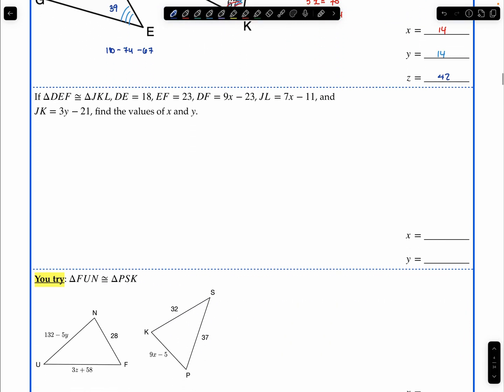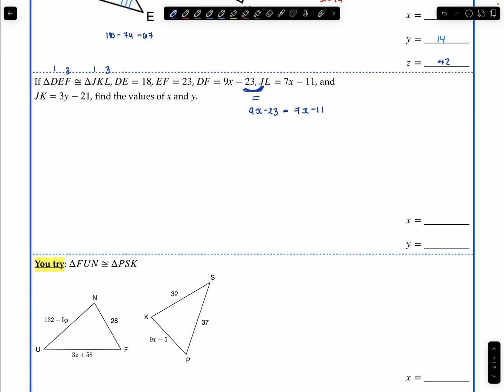Word problem, gross. Now, I will say, and I only point this out because sometimes I do this, I don't encourage it, is I just look at the letters. DF, that is letters 1 and 3 in the first name, so that must correspond to letters 1 and 3 in the second name. So in fact, DF and JL are the corresponding parts, and they are equal. So we can just base purely off the letters, say that 9x minus 23 equals 7x minus 11. That said, I encourage you not to do that.